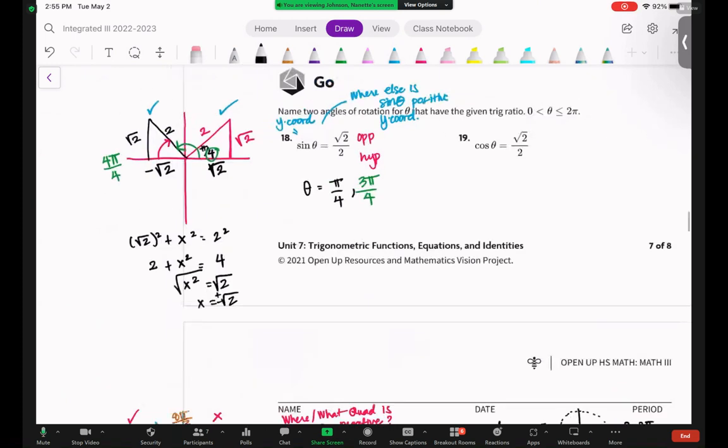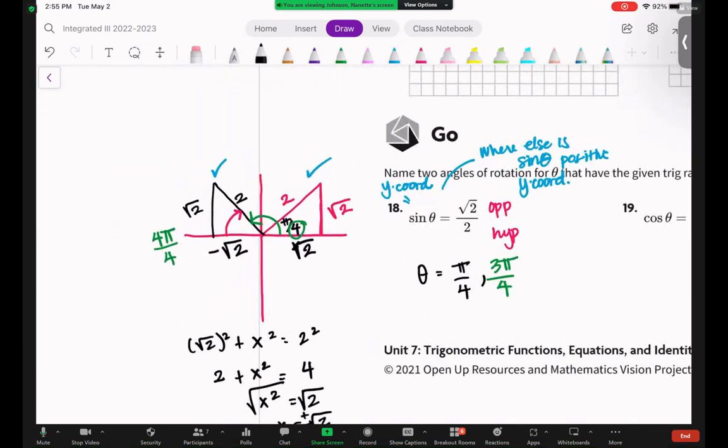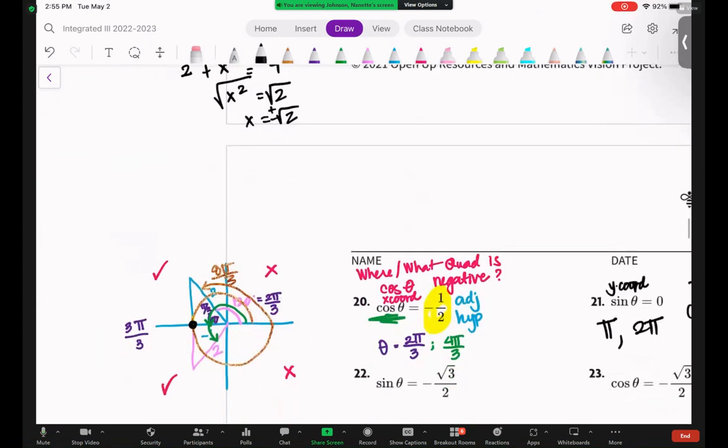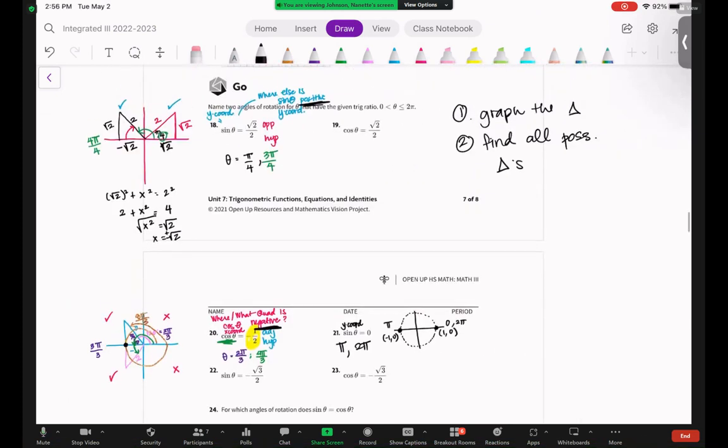So in this case, we knew that the two triangles were on top because we were looking for where is sine positive. Okay, down here, we knew it was on the left side because we were looking for where cosine is negative. And that's pretty much it. And then number 3, see if it's a special right triangle. So I'm referring to 45, 45, 90 or 30, 60, 90. And that's pretty much it.